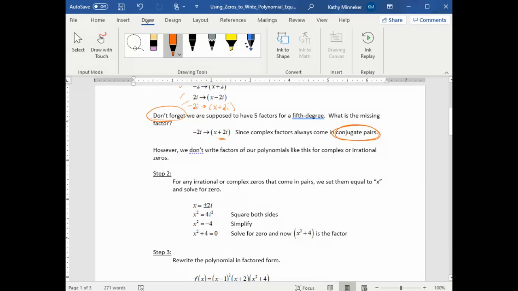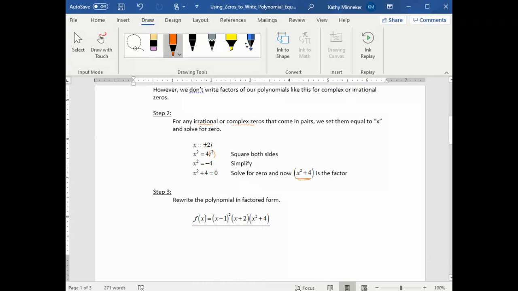For the irrational or the complex zeros, irrational meaning radicals, complex zeros having i, since they come in pairs, we're going to set that pair equal to x, just like we did with the quadratics. So we end up with x equals plus or minus 2i here. We square both sides, so we get x squared equals 4i squared. The i squared, remember, becomes negative 1. So that becomes negative 4. So x squared plus 4 is now our factor.